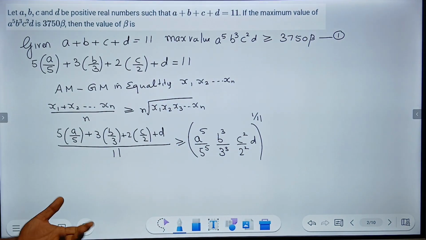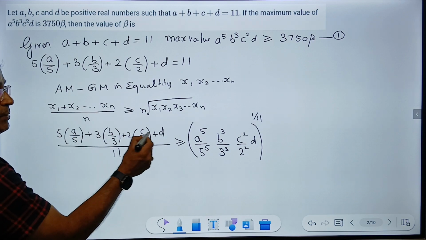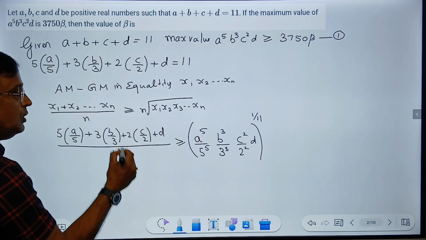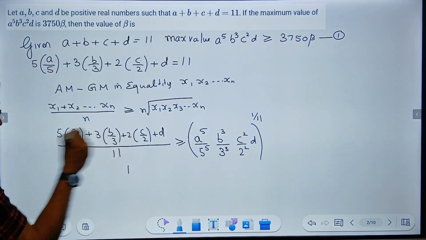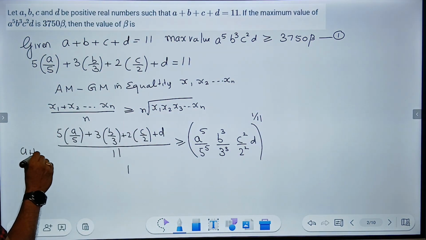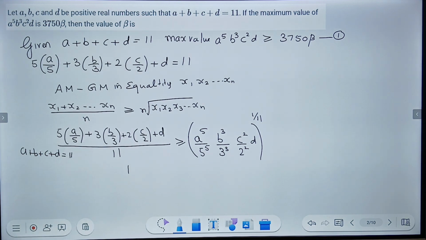Correct? Now clearly, what is this? This is a plus b plus c plus d, which is nothing but 11. So 11 by 11 is 1. Do you agree with that? The numerator is a plus b plus c plus d, which is nothing but 11. So 11 by 11 is 1.